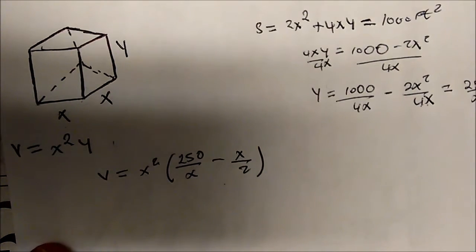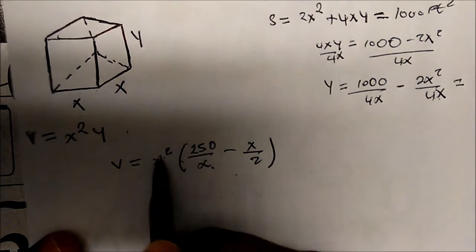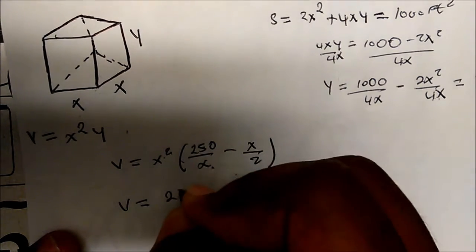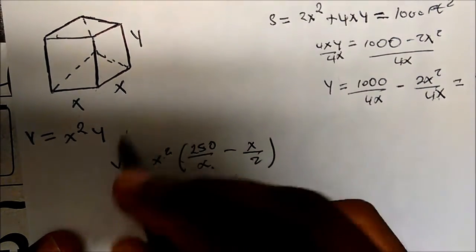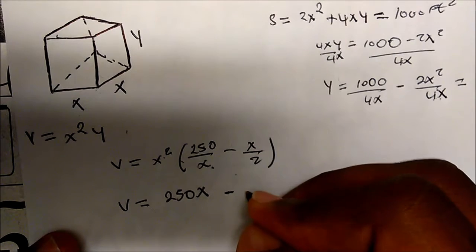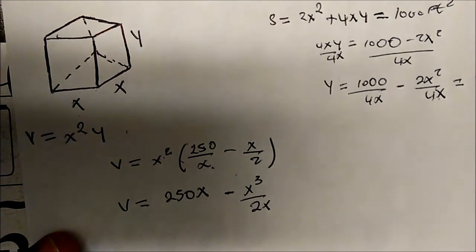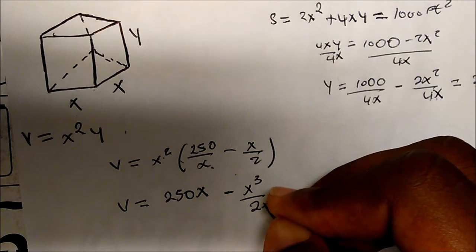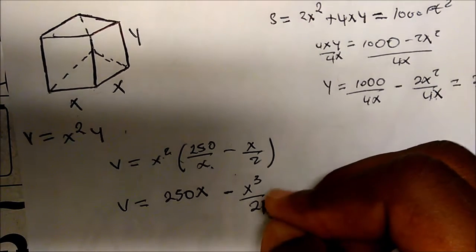Again, now we could simplify. So one of these x's will cancel, which will leave 1 on the bottom. But we also have an x here that will multiply by this 250. So our volume is going to be equal to 250x minus, well, we can't cancel anything here. So x squared times x is just x cubed over 2, right? So now we've reached a stage when we could take a derivative.